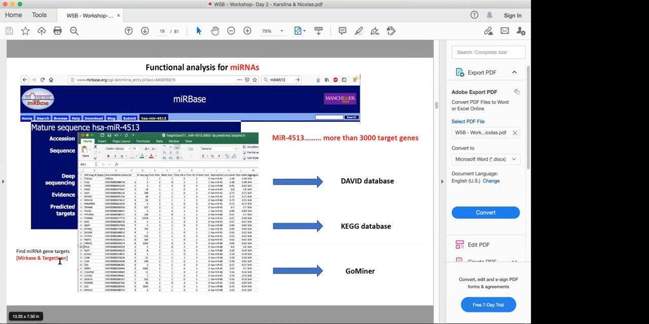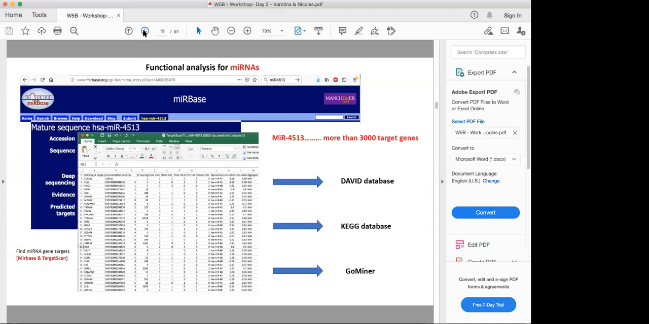So you can use MIR base and target scan, and here you can get the predicted targets from the MIR base. And when you get those lists of predicted gene targets, here it was more than 3,000 target genes I received. So you take those 3,000 target genes and I put them into three different databases that are very commonly used. So David Bioinformatics is a very commonly used website, online tool for the functional analysis and gene ontology. The other one is KEGG database and GoMiner that is recommended by NIH.